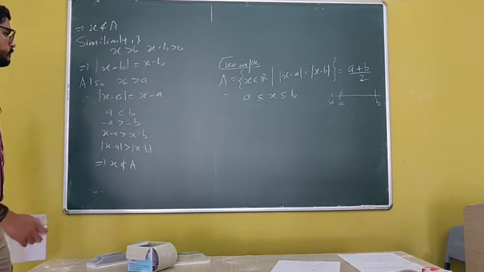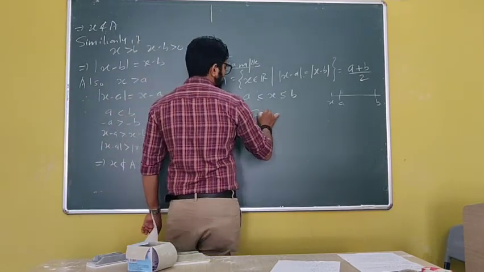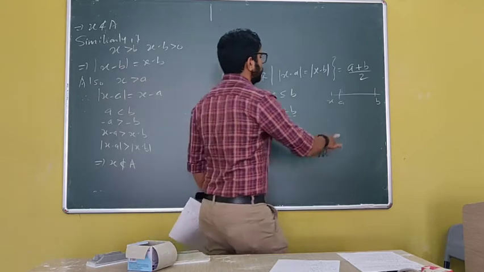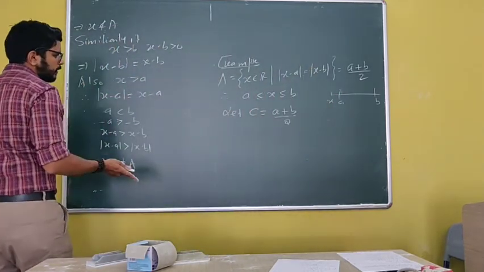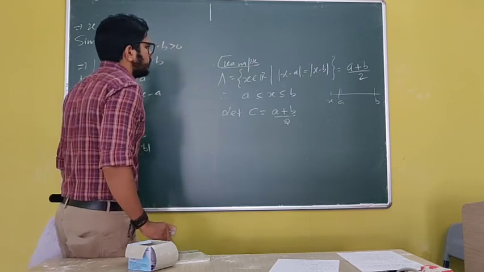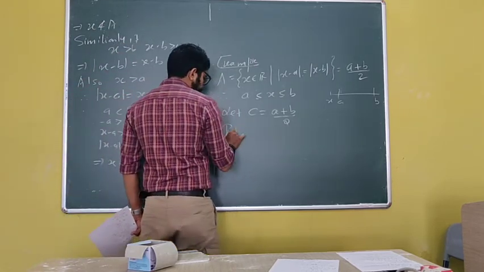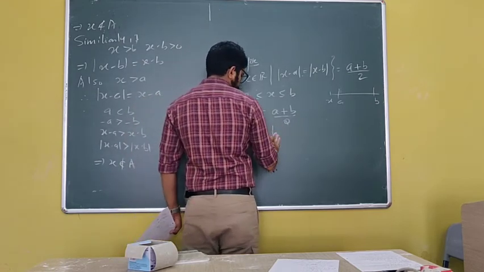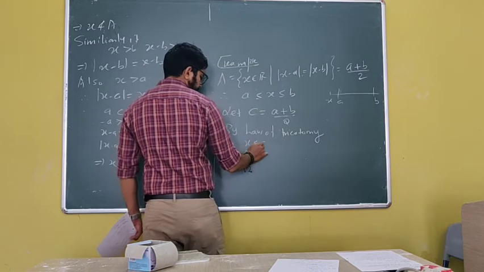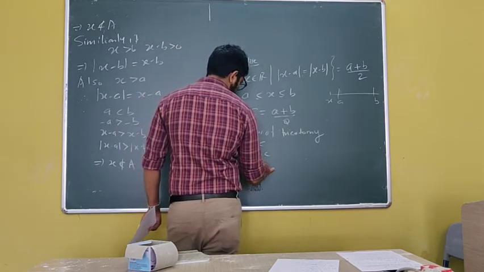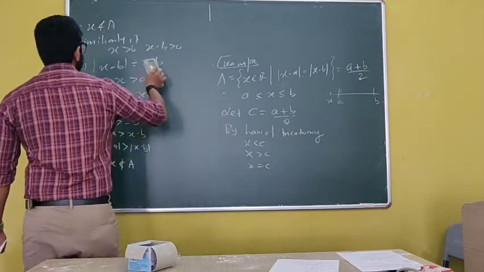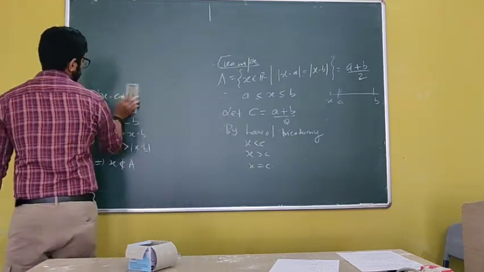Right? So let's do this. Let C be equal to the midpoint of A and B. So if x lies in between A and B, then x must be either equal to C, less than C, or bigger than C. We will take out both the options that x is neither less than C nor bigger than C. Therefore, by law of trichotomy, it has to be equal to C.